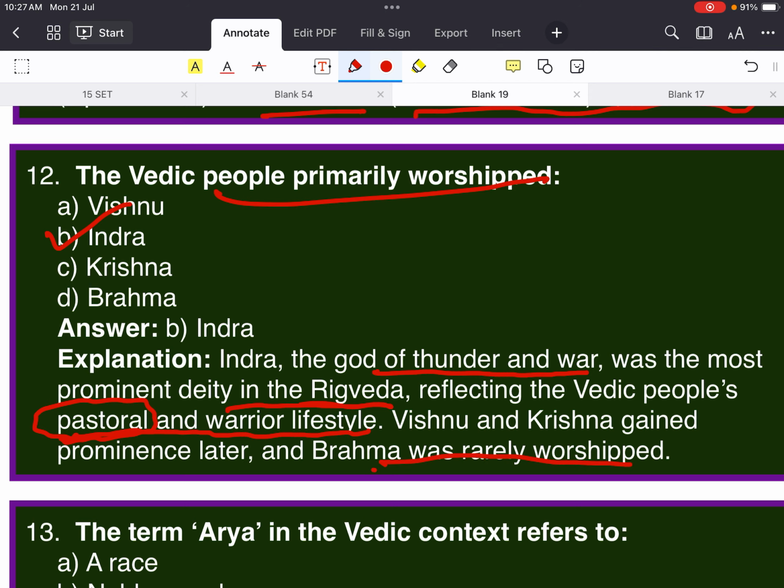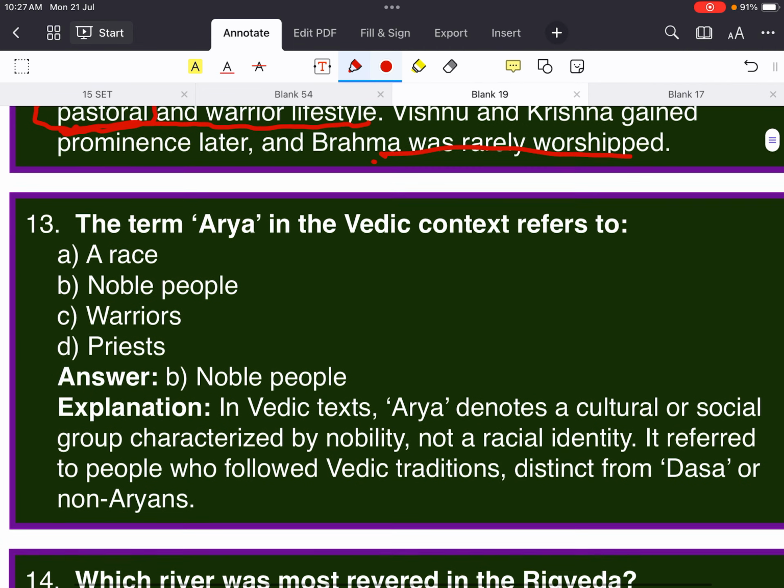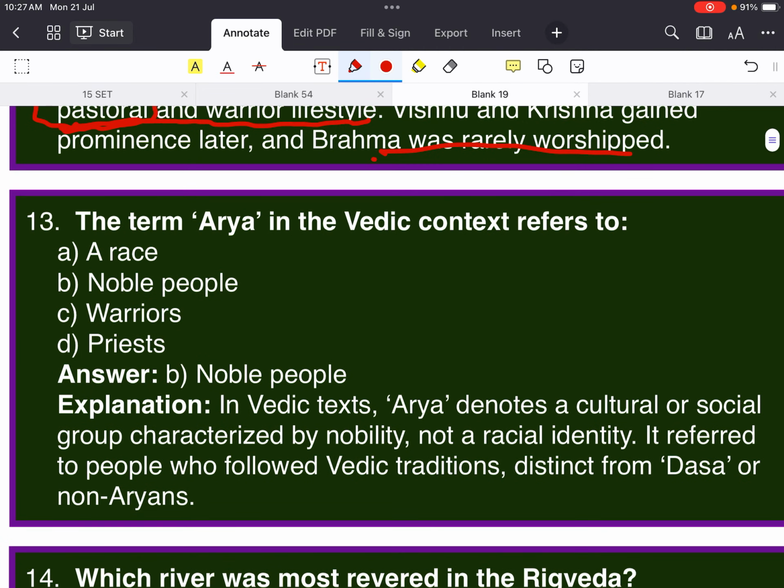The term Arya in the Vedic context refers to noble people. In Vedic texts, Arya denotes a cultural or social group categorized by nobility, not a racial identity. Remember this, not a racial identity. It referred to people who followed a Vedic tradition, distinct from Dasa or non-Aryans. Somewhere it is written as race, but Aryan is not a race, it is a noble people.